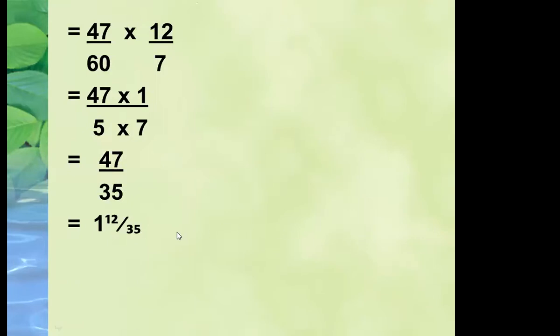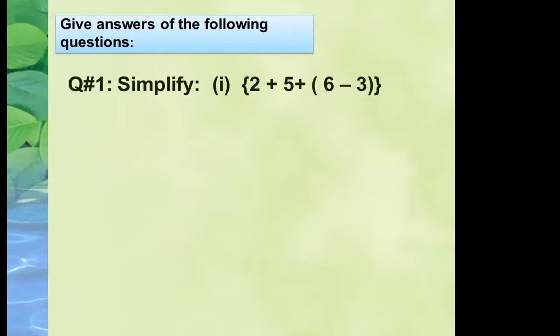So this is the question that I have explained. Now move on to the question answer session. What you have to do, you have to give answers to the following questions. So please be quick. Simplify. In question number 1, you have to simplify it. Now please simplify it, but you have curly bracket 2 plus 5 plus round bracket 6 minus 3, round bracket and curly bracket. Kindly tell me the correct answer of this.